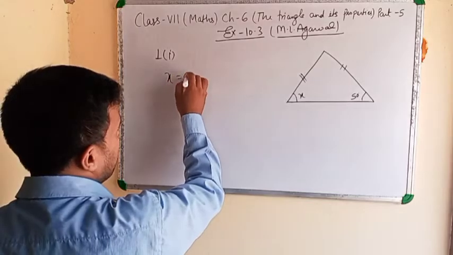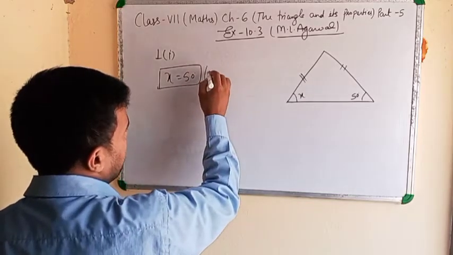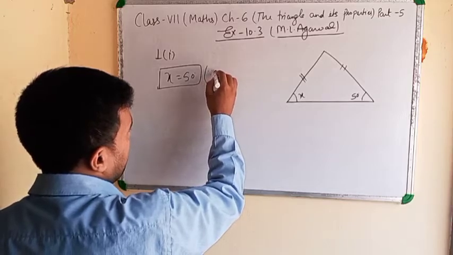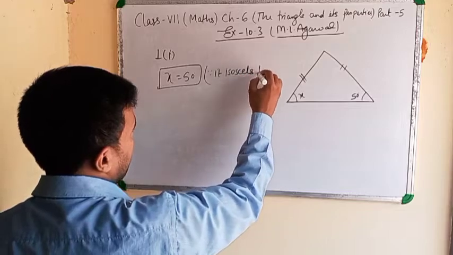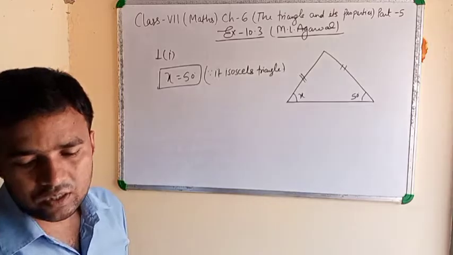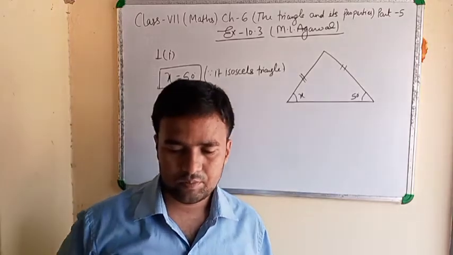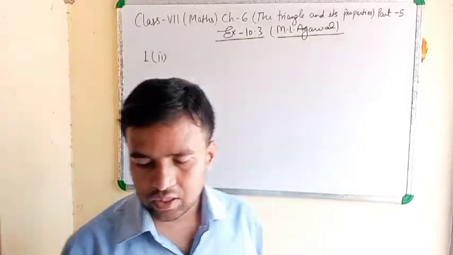x equals 50, because it's isosceles. That is the answer. Note it down. Second question.